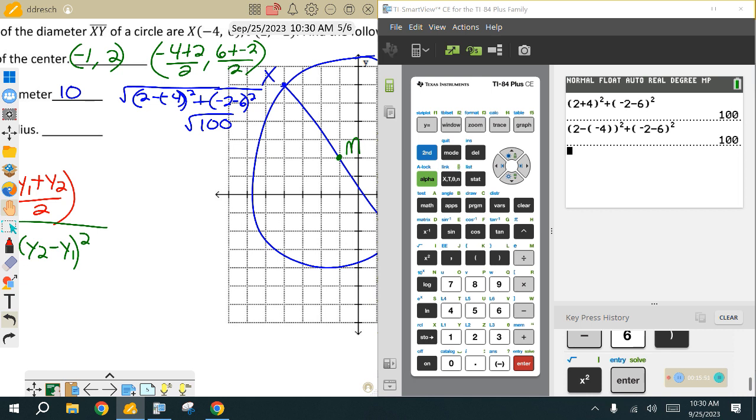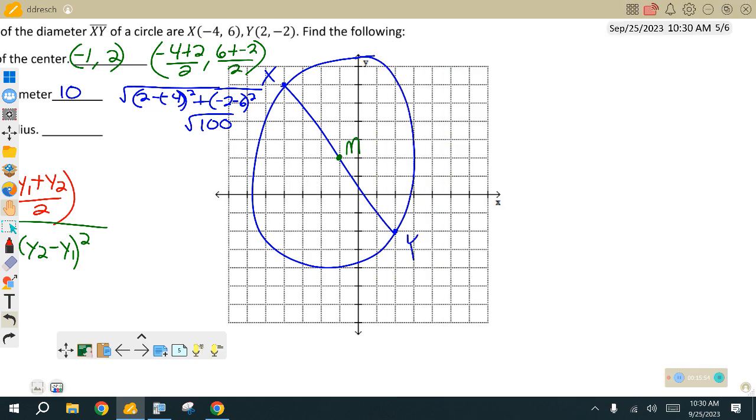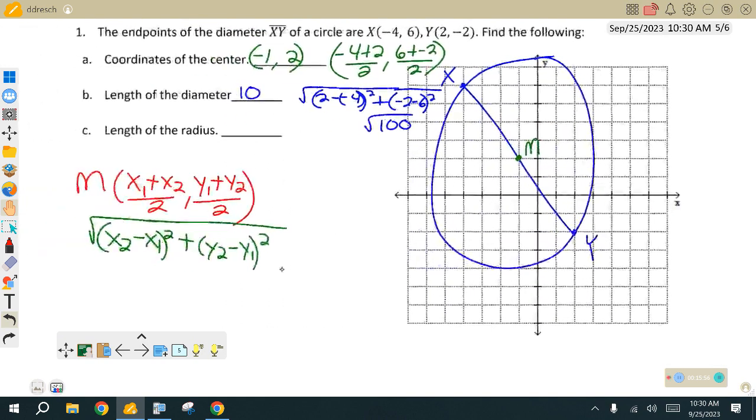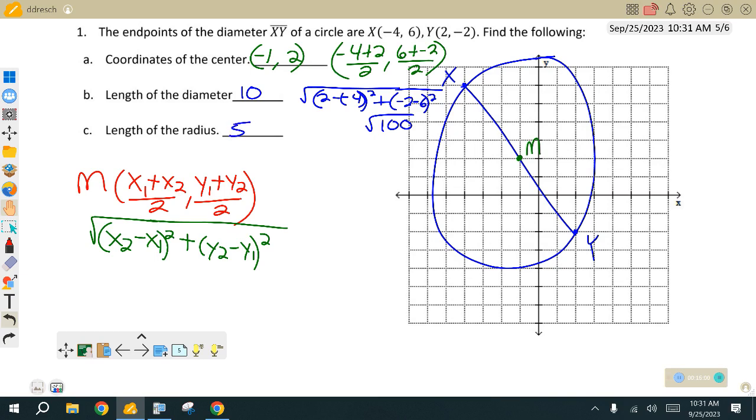If the diameter is 10, what's the length of my radius then? Radius is 5. Don't forget our relationship where if the diameter is 10, the radius is half of that, 5. Okay? So the radius only goes from the center to the edge of that circle. The diameter goes from endpoint to endpoint through the center of that circle. Okay? All right, so we're using those two things big time today. So let's flip it. Let's go to the next one.